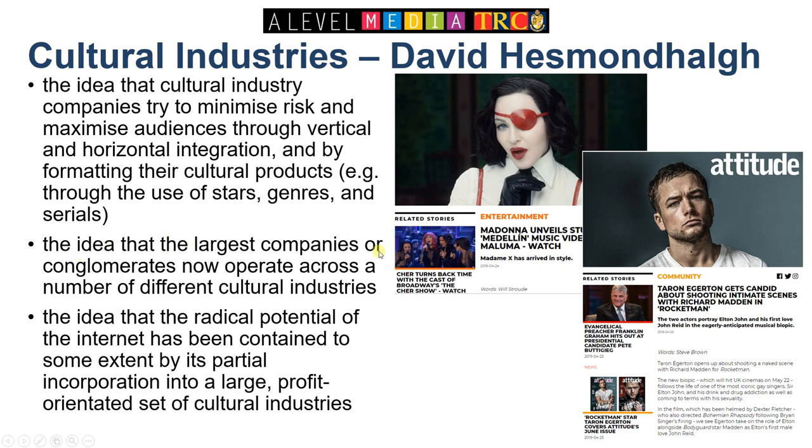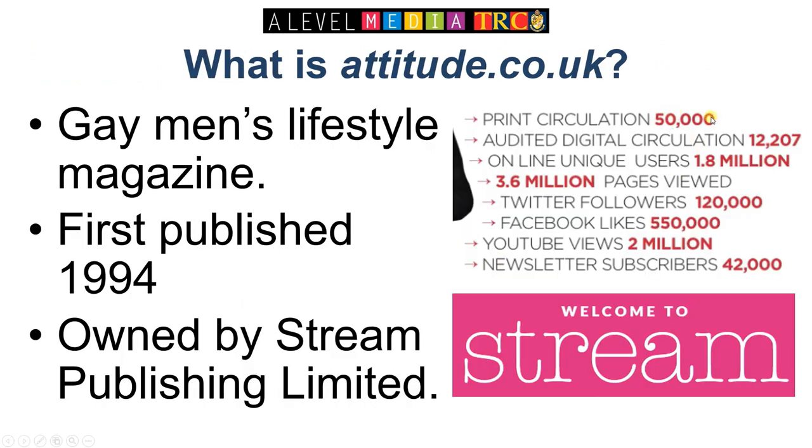The idea that larger companies or conglomerates now operate across a number of different cultural industries, well, again, with social media and the internet, that's sort of an example of that. So it's giving them a cross-platform brand, so they're no longer just a magazine, as we saw by the figures earlier. I mean, the magazine's only 50,000, but the website's 1.8 million. So what used to be a magazine and then had a website and had social media is now more like a digital platform that also has a magazine, if you want to look at it like that.